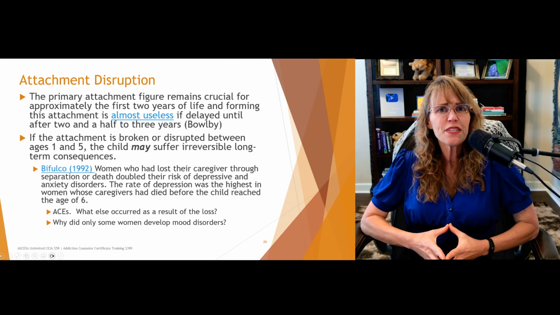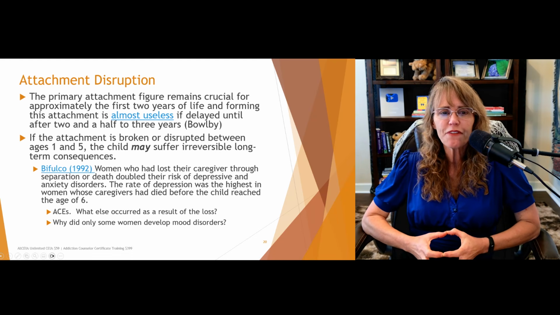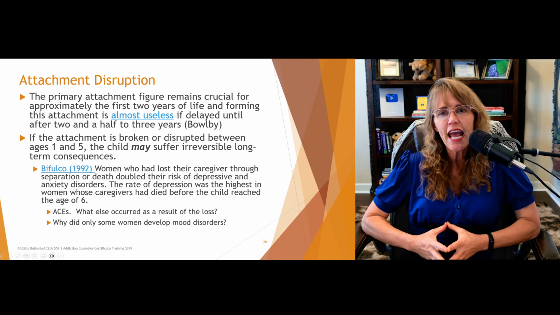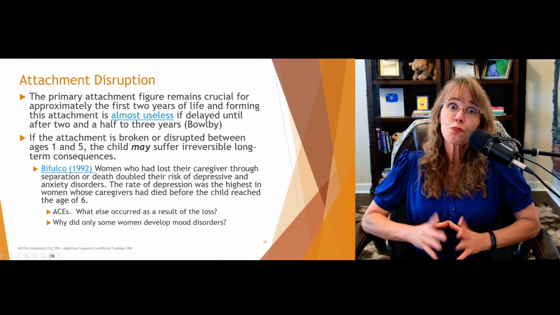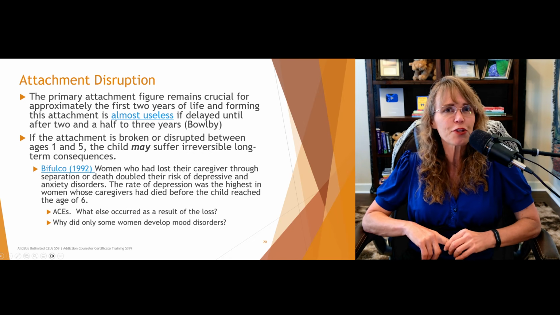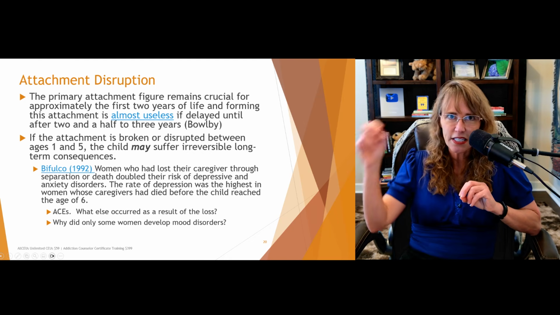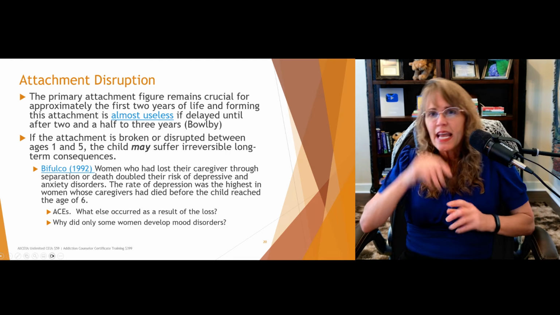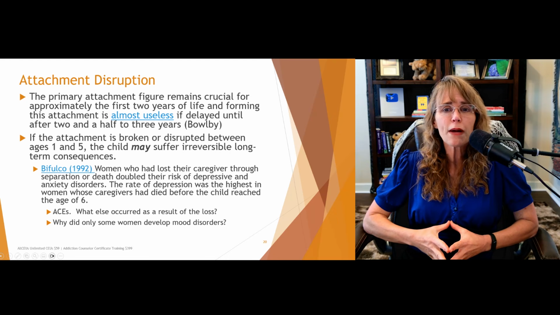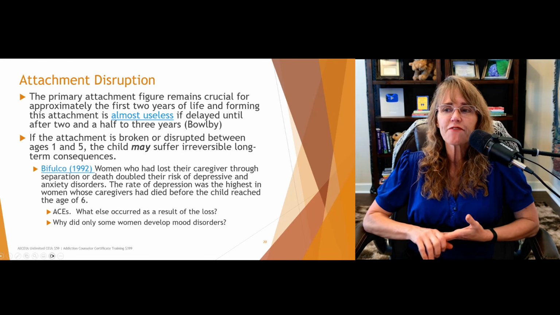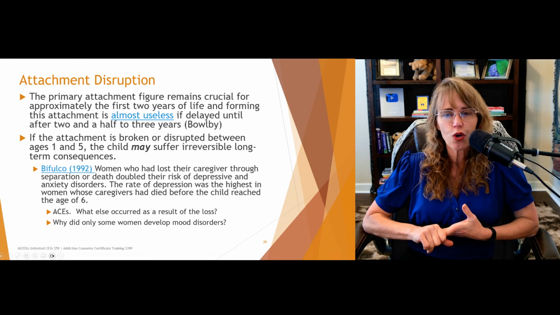In terms of attachment disruption, the primary attachment figure remains crucial for approximately the first 2 years of life, and forming this attachment, according to Bowlby, is almost useless if delayed until after 2.5 to 3 years. Now, we'll get to the more recent research that says that's not quite accurate. If the attachment is broken or disrupted between ages 1 and 5, the child may suffer irreversible long-term consequences.